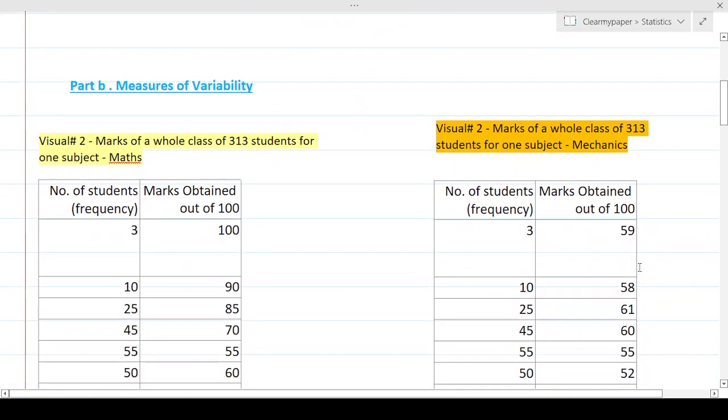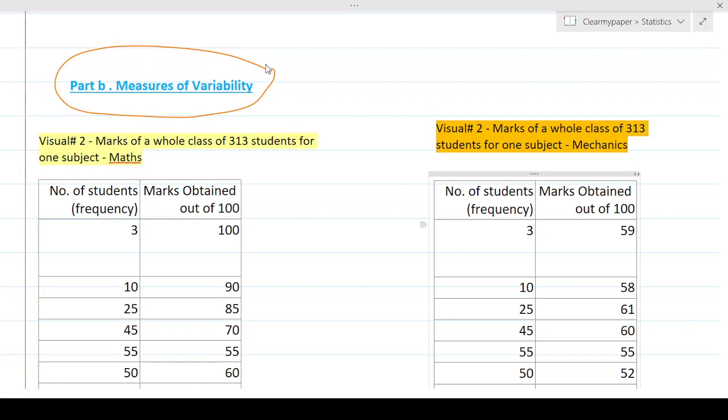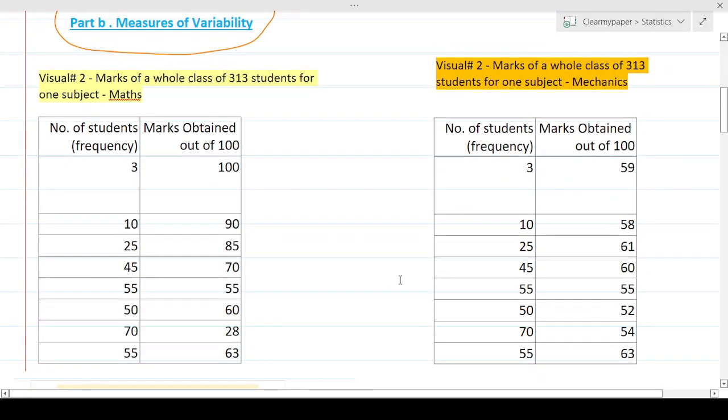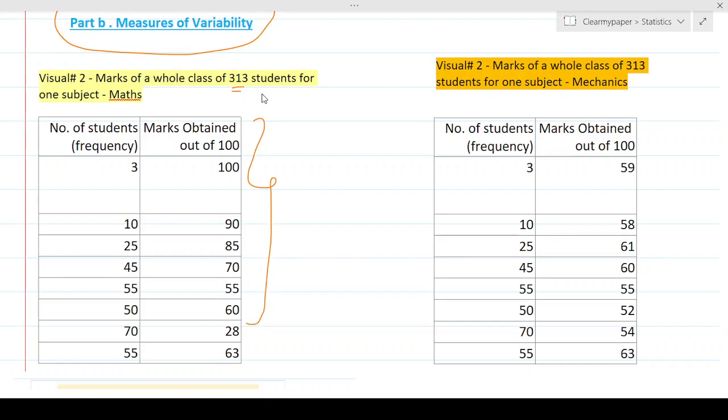What I've done is I've taken the same example and we're going to talk about part B, measures of variability. First, understand what is variability or what is distribution or what is spread, the different jargons. Let's first try to understand the concept before we measure that. So I've carried forward the same example that I used in the central tendency portion. Over here you see a class of 313 students and their marks for one subject, maths. That's on the left side.